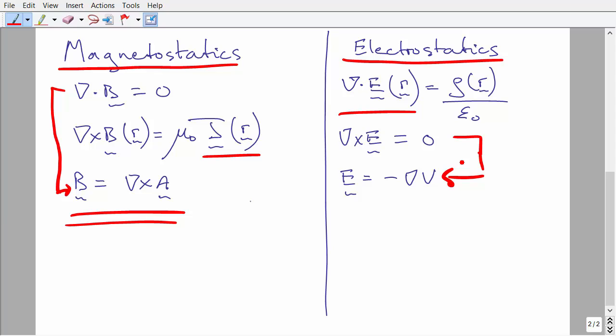This completes our initial discussion on magnetostatics, and in the next lecture we're going to have a look at calculating with the equations that we've developed for magnetostatics.